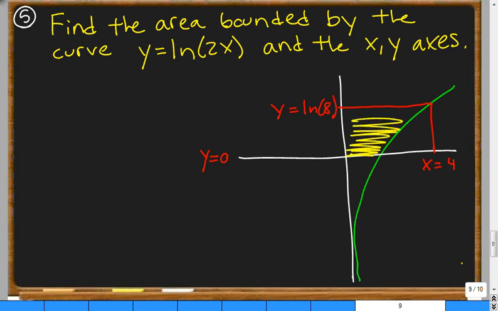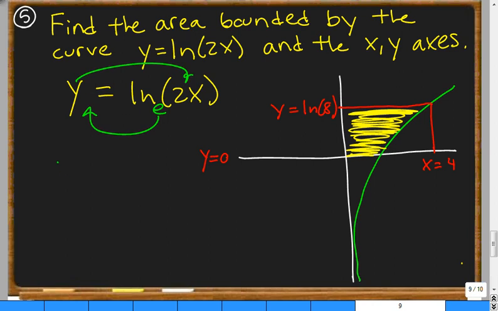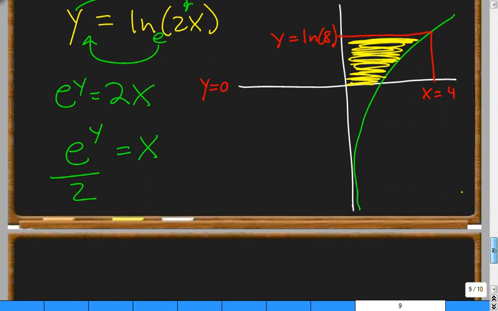So we're finding this area here. We need things in terms of x equals, not in terms of y equals. So we have y equals the natural log of 2x. Well, we could reread this as e to the y equals 2x. And therefore, x would equal e to the y over 2. And this is exactly what we want for this problem. So now we can actually go forward and find our areas.